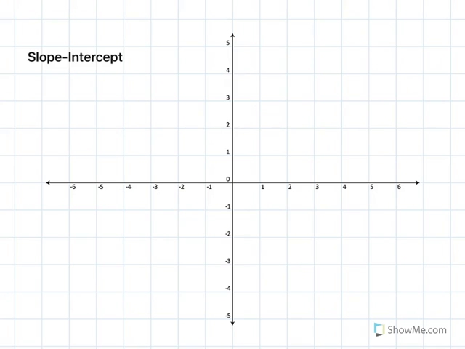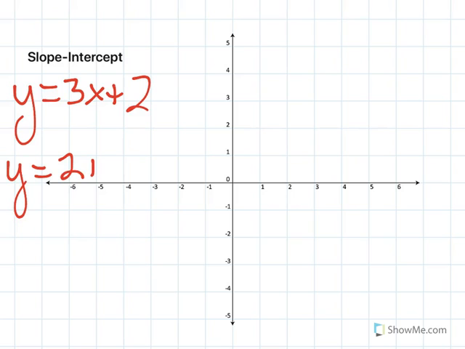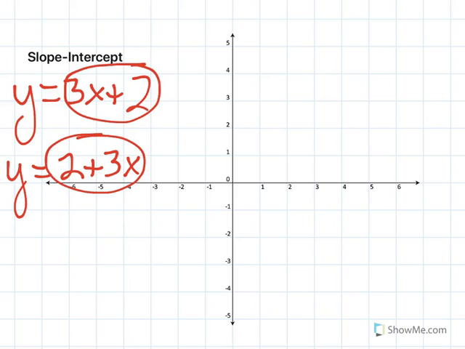So if I'm given the equation y is equal to 3x plus 2, or I can even write it y is equal to 2 plus 3x, it doesn't matter. Mathematics allows me to move these around on the same side of the equation if I want to, as long as I carry the sign with them. So 3x plus 2 is the same as 2 plus 3x. But anyway, the value attached to the x right there, that 3, is the slope. And in the slope-intercept form, the number that's all by itself right there is the y-intercept.